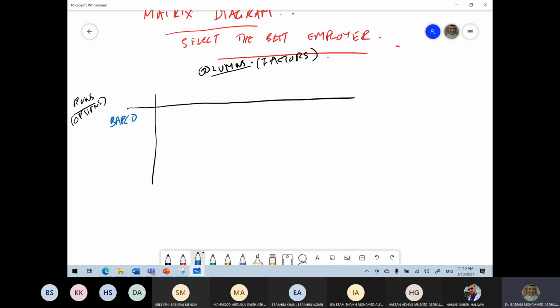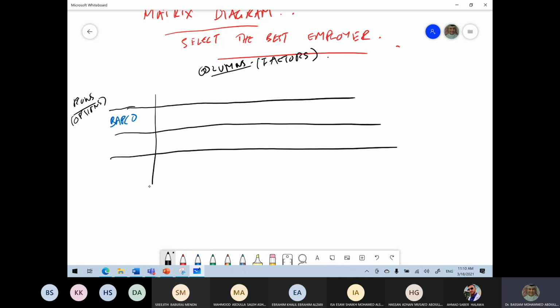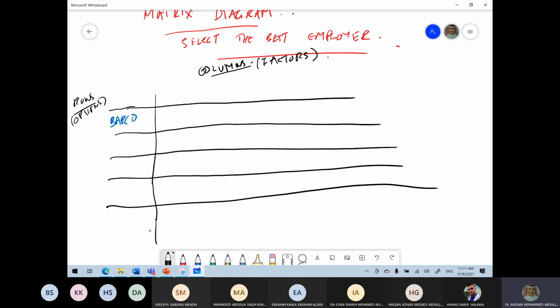For example, I want to join Bobco. I have an offer from Bobco. I have another offer. Let me put all the lines here to make it a bit nicer. What else do we have? I think this is good enough.